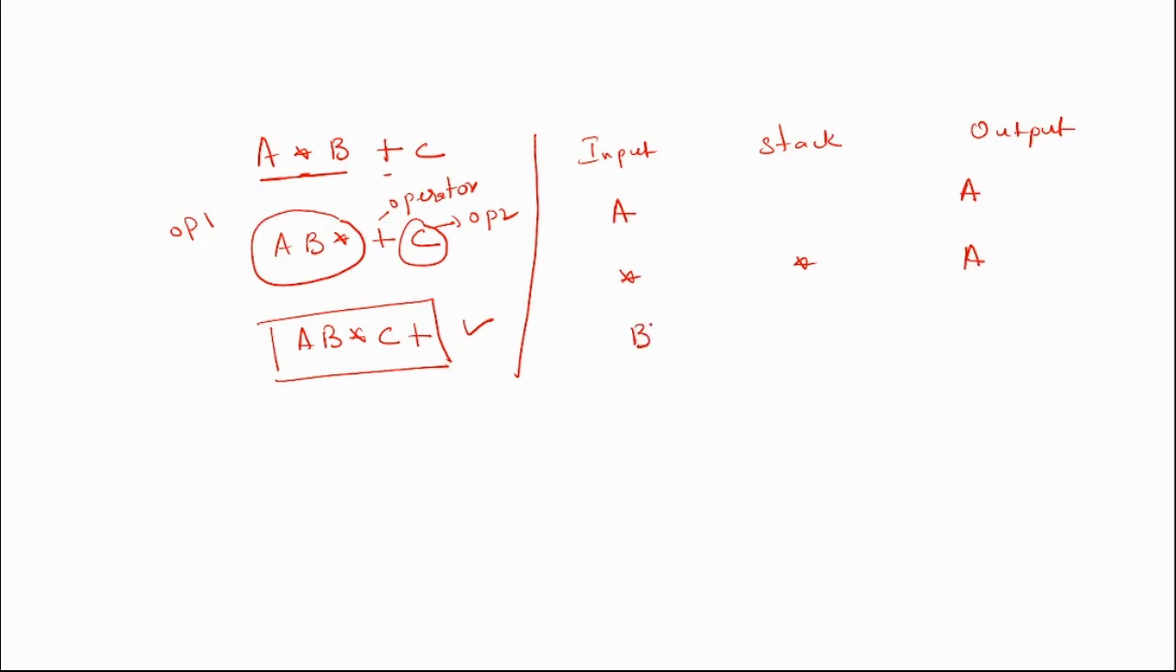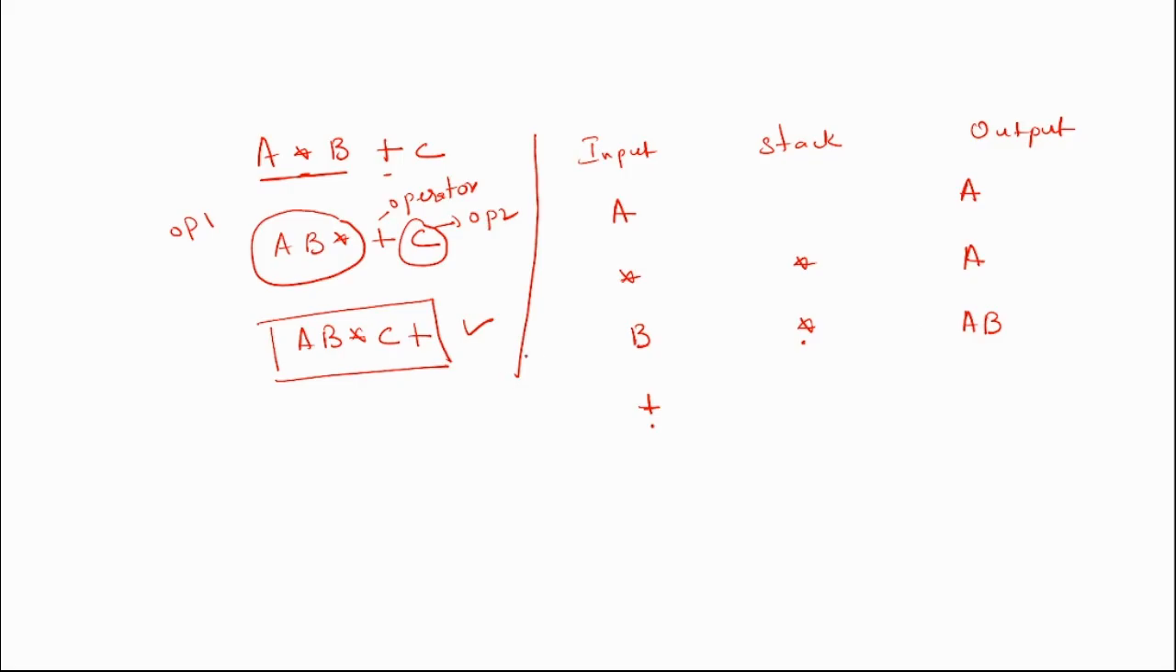I'll have b here, star is still in the stack, therefore I'll just write it as it is, a, and then the output will be b. Now the incoming operator is plus, and the operator that is already there is star. The rule is, if the incoming operator has less precedence than the operator in the stack, then pop the operator out of the stack. So in the stack you have only star, therefore we need to pop it.